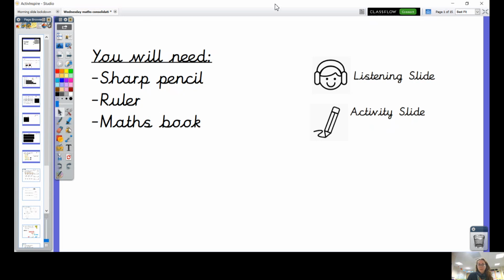And I'd like to introduce something to you. I found when I've been working with the children in school, they're not really sure whether they're meant to write something or whether it's meant to be a listening activity. So what I've done for you, something we can try out, is when it's a listening slide, that means you don't need to write anything down, you just need to listen. I've got this on the screen, so you can see that. And when it's an activity slide, that means you do have to write something down. You'll see this picture. So just keep an eye out for those and see if they help you or not. Let me know how you get on.